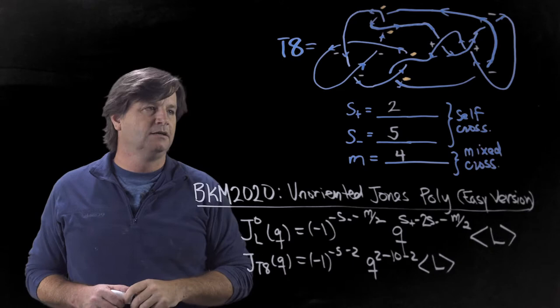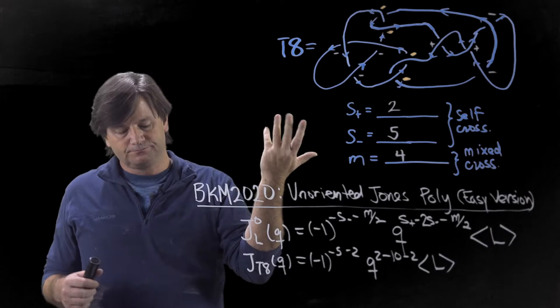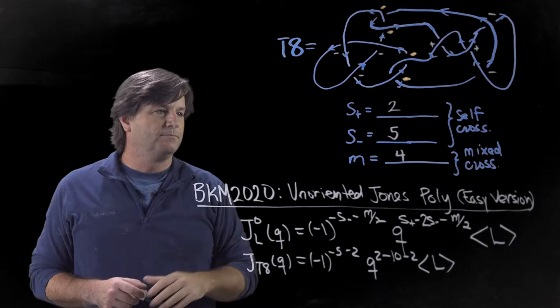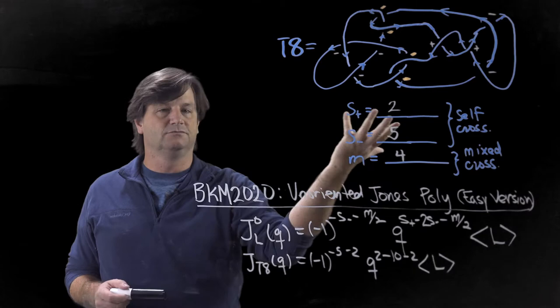This goes back to the old saying that if you reverse an orientation on a knot, you'll still get the same number of positive and negative crossings. So those are well defined independent of choosing an orientation. And notice that for the mixed crossings, we didn't care whether they were positive or negative.